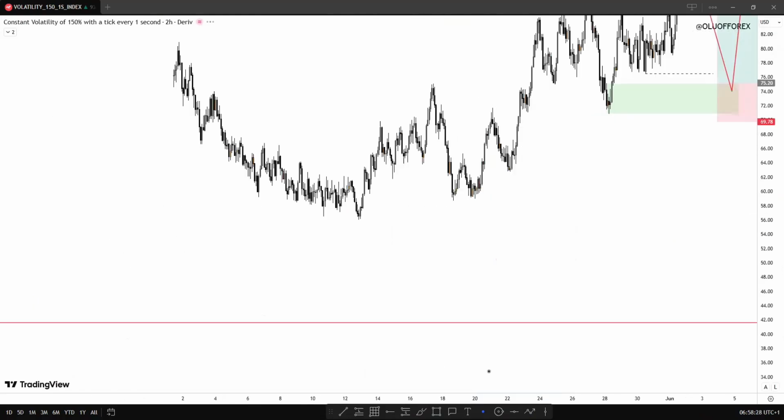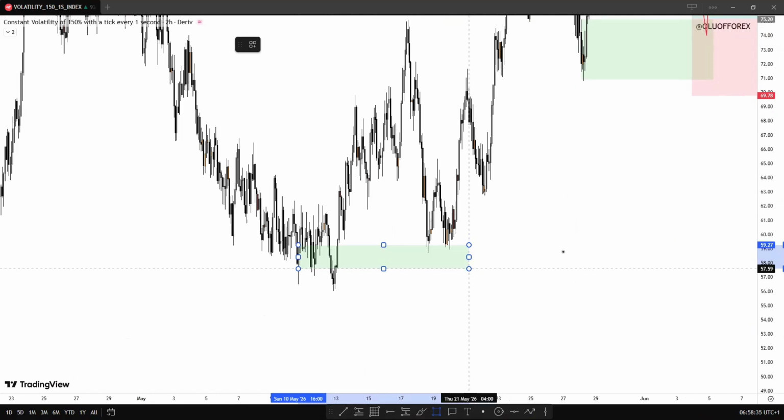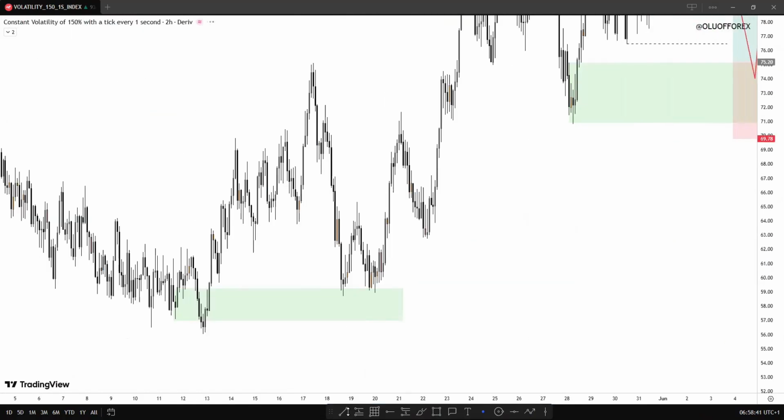So what am I waiting for here? Why did I take this buy? I took a buy from here. Right now from here. Why did I take this buy? So what happened here? We saw a sweep of a low and a break of structure.